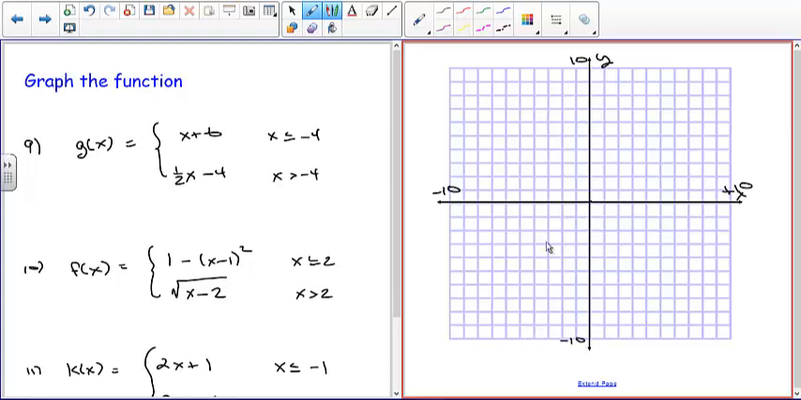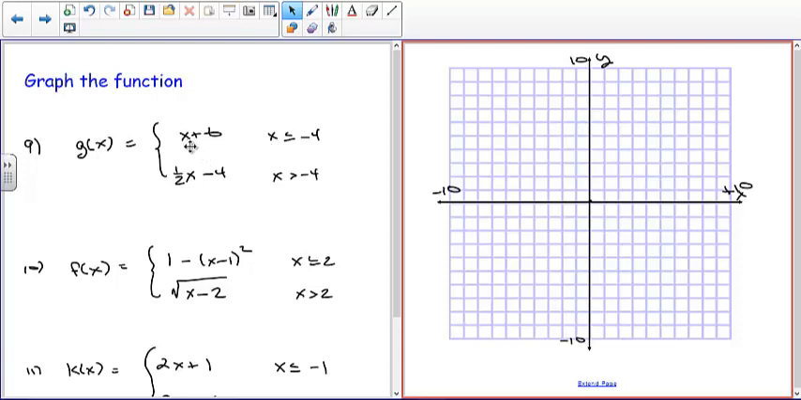Here's my origin. And what this says is for x less than negative 4, we're going to use this function. And for x greater than negative 4, we're going to use this function. So the best thing to do is probably to draw these two, and then we can erase the parts that don't apply to this particular domain.